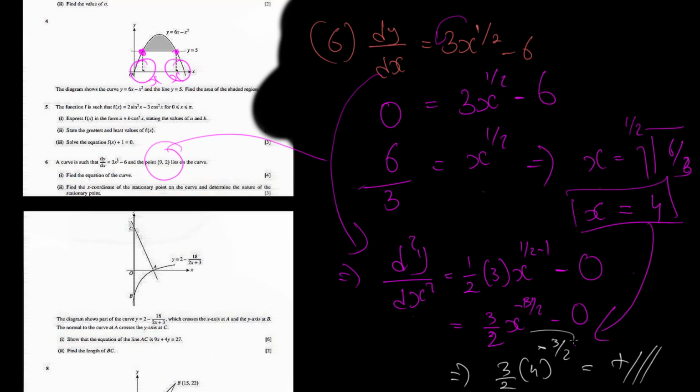So if you use your calculator, you will get a positive answer for this one. Whenever you have a positive answer for the second derivative, it means that it is a minimum point. If you have a negative answer for a second derivative, it means that it is a maximum point. So there you go, that's your answer right there.